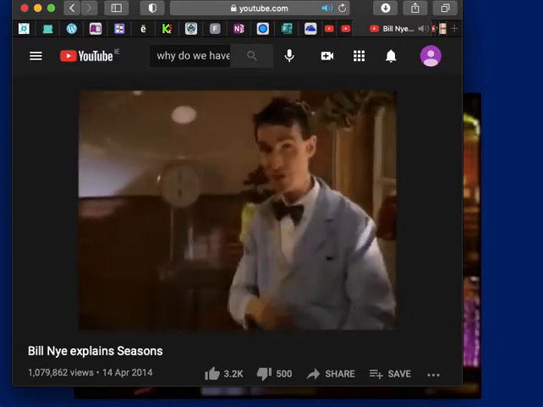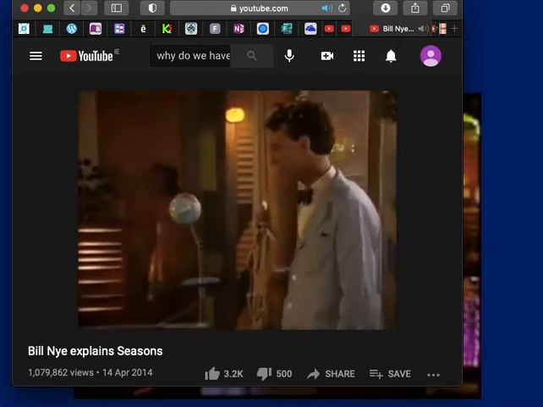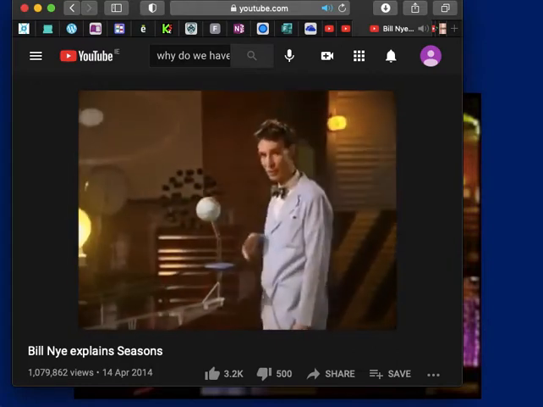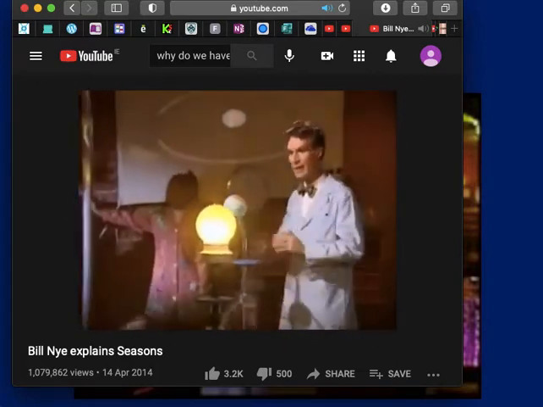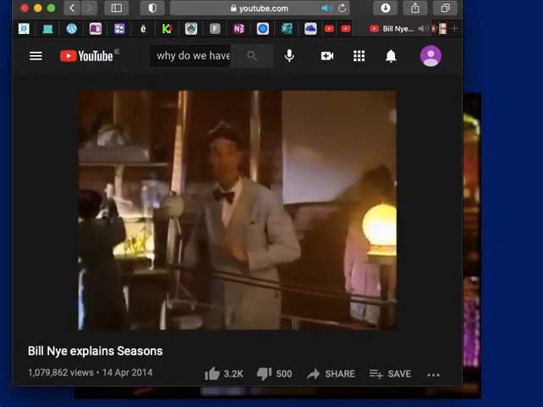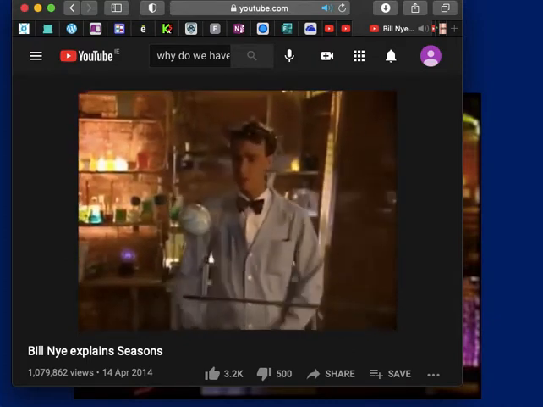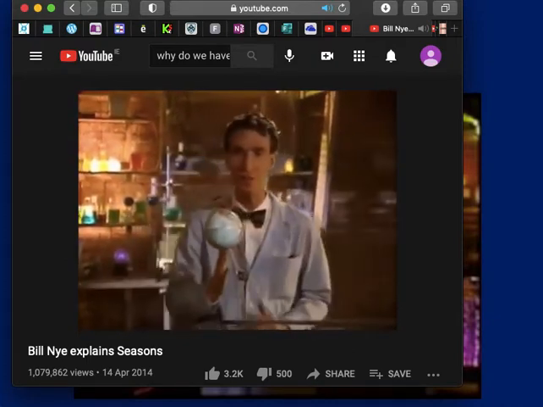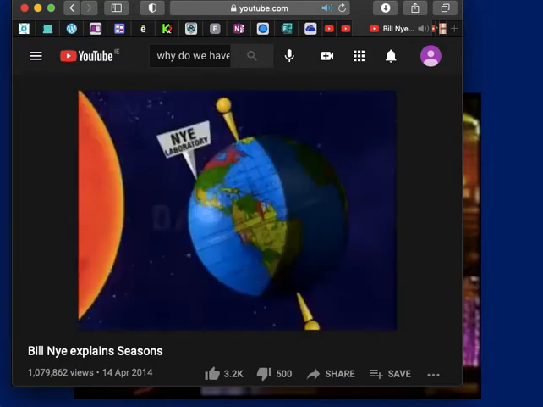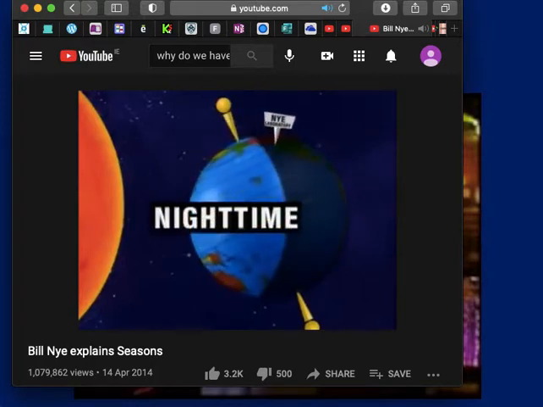The reason we have seasons on Earth is because the Earth is tilted. Now let's say that this is the Earth, and there's an imaginary line going through the middle of it called the Earth's axis. It's tilted, and it stays tilted as the Earth goes around the sun at 100,000 kilometers an hour. That's 1 billion kilometers every year. Now, not only is the Earth going around the sun, but the Earth is spinning. And when you're on the part of the Earth that's toward the sun, it's daytime. And when you're on the part of the Earth that's away from the sun, it's nighttime.